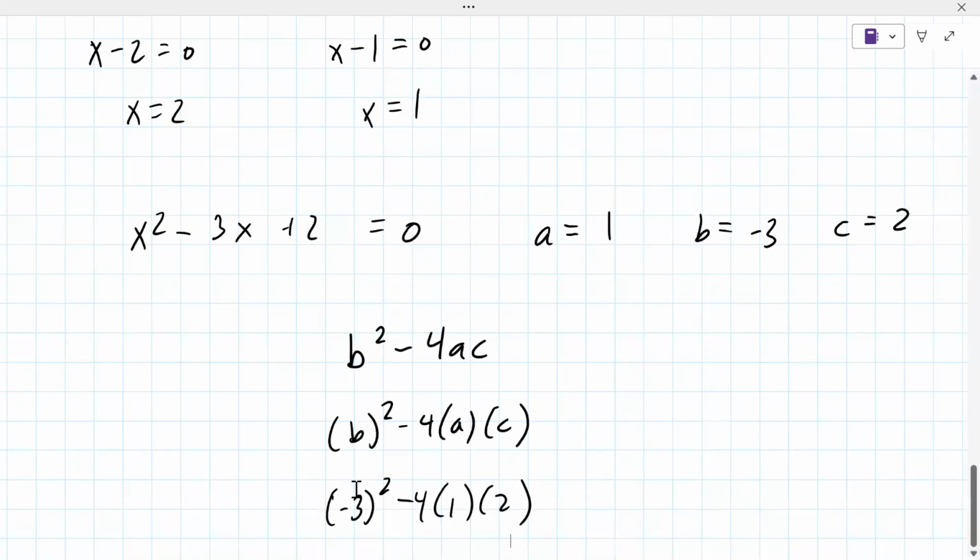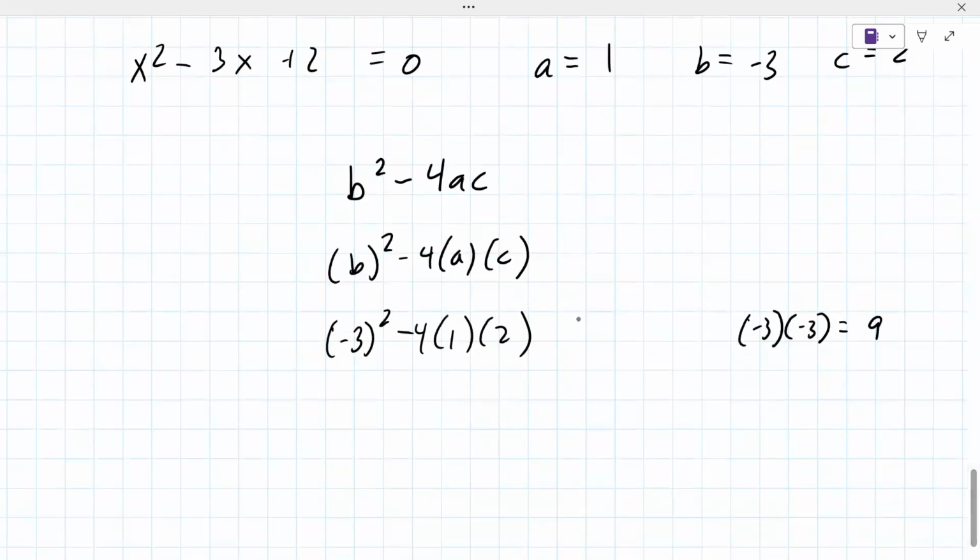Okay, what is -3 squared? -3 times -3 is -9. No, oh, -3 times -3 is +9. The two negatives become positive. All right, so that's 9 minus what's the next one here? It's 4 times 2, which is 8. So what does that reduce to? 1.